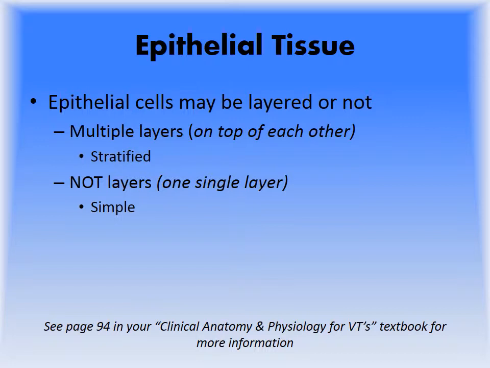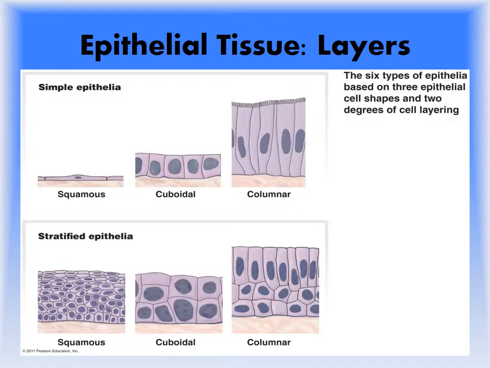Or it could just be one single layer, which is called simple. So this right here is going to show you simple epithelial, which means just one thin layer, okay? And these are the three different kinds of cells. Remember, each epithelial cell has a different shape. So here's what squamous would look like, here's what cuboidal would look like, and here's what columnar would look like.